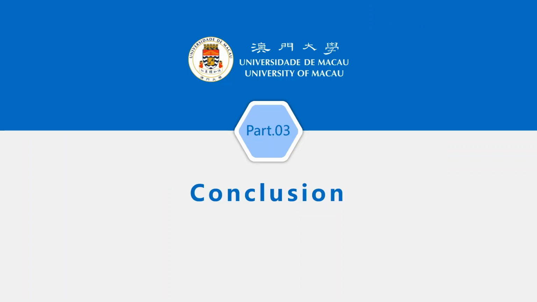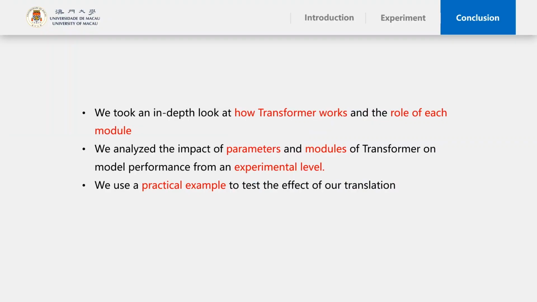Then we will make a brief conclusion of our project. First, we took an in-depth look at how the transformer works and the role of each module. We usually read a lot of papers and learn a lot from them, like Attention Is All You Need. From reading papers, we learned how the transformer works, and then we analyzed the impact of parameters and modules of the transformer.